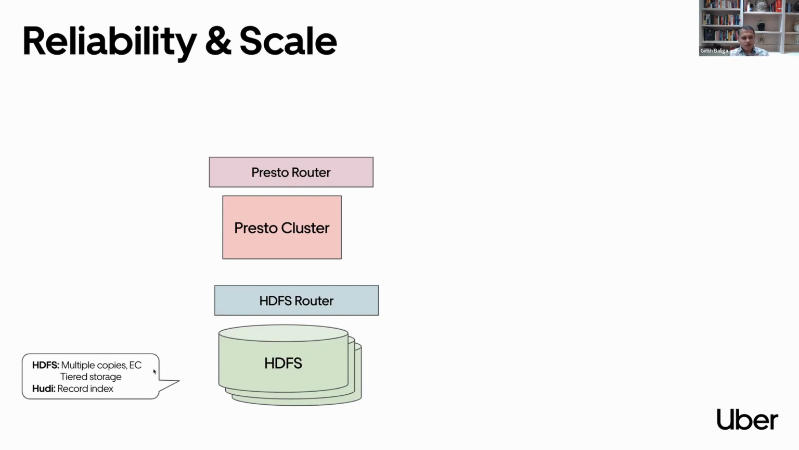And for our table format, Hudi, from Uber, we have contributed record index, which is an advanced way to build a transactional layer on top of Hudi, which does not use a side key value store like HBase. So this format allows us to build a transactional layer extremely scalably on top of HDFS.